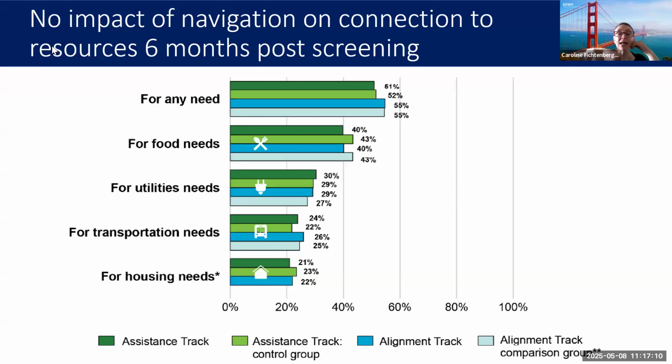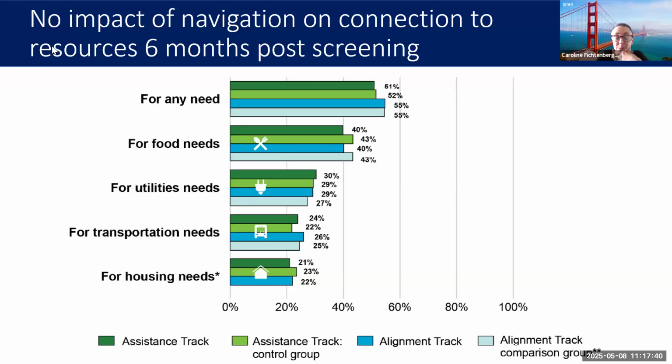And as you can see, looking at the 2 green bars, they are very similar across all of these categories of needs. And in fact, these small differences that you see were not statistically significant. So they could have just arisen by chance, indicating that according to the survey data at least, the assistance navigation provided in the assistance track did not seem to have an impact on connection to resources.